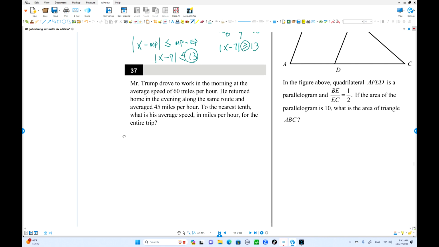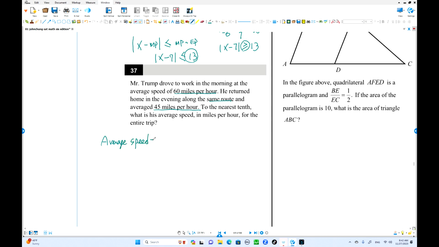Number 37. Mr. Trump drove to work in the morning at an average speed of 60 miles per hour. That's the speed. Same route, he returned in the evening at an average of 45, a little less than in the morning. To the nearest tenth, what is the average speed in miles per hour? Average speed, I'm going to do this.